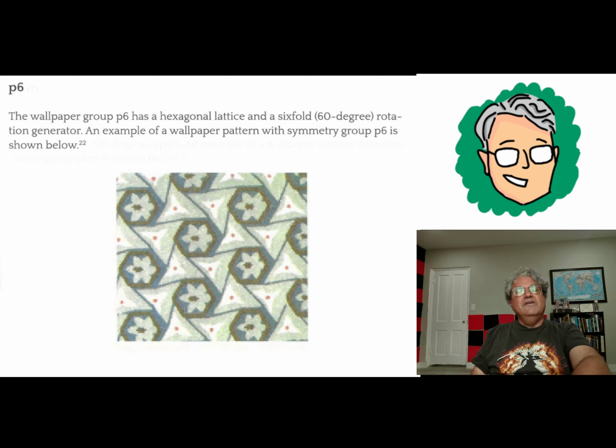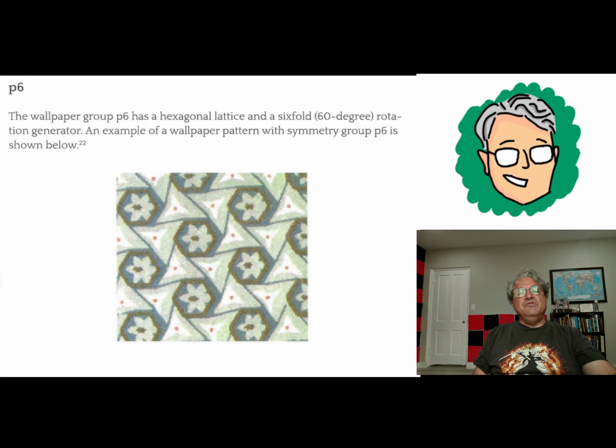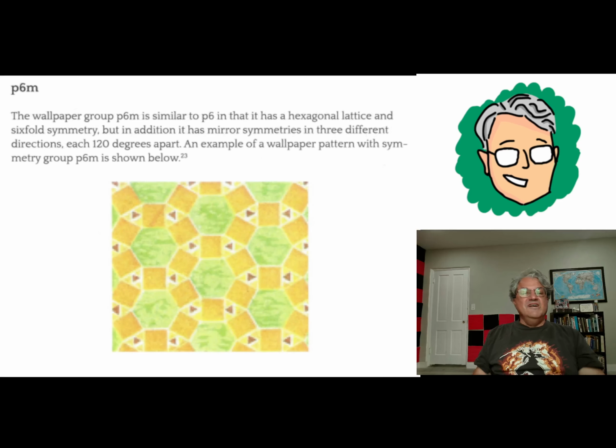One last one. The last one, the one with the most symmetry, is P6M. Once again, this one has sixfold rotational symmetry, but in addition to that, it also has mirror symmetry. P6, remember, M stands for mirror. P6 doesn't have any mirror symmetry, but P6M does. So I think P6M has the maximal possible symmetry of any wallpaper pattern. I mean, there's only a couple of them that have sixfold rotational symmetry, but this one does. It also has mirror symmetry, and it just looks really cool.